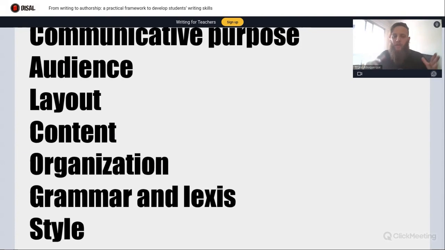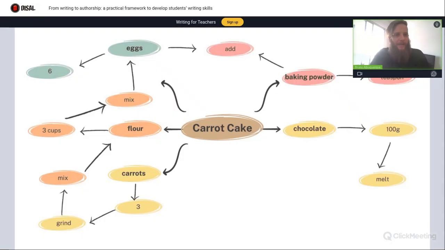The mind map began on a blank page with the name of the dish in the center of the page. And then I asked them to draw bubbles around with the ingredients, and then connecting to the ingredients the quantities or the containers for these ingredients, and connecting then the ingredients and the quantities to each other, the action verbs for cooking. And then when they were done, we had something like this.